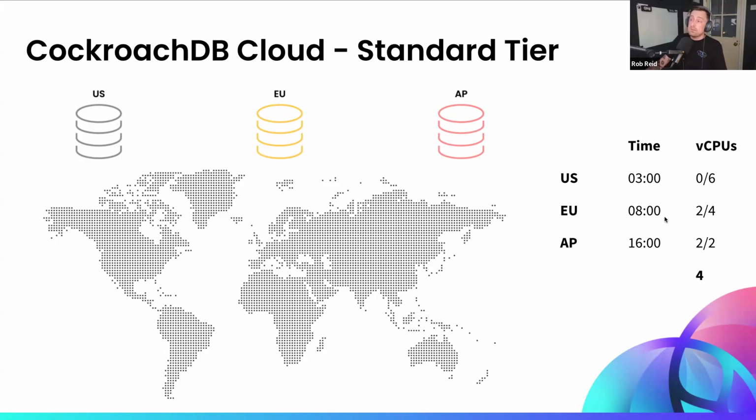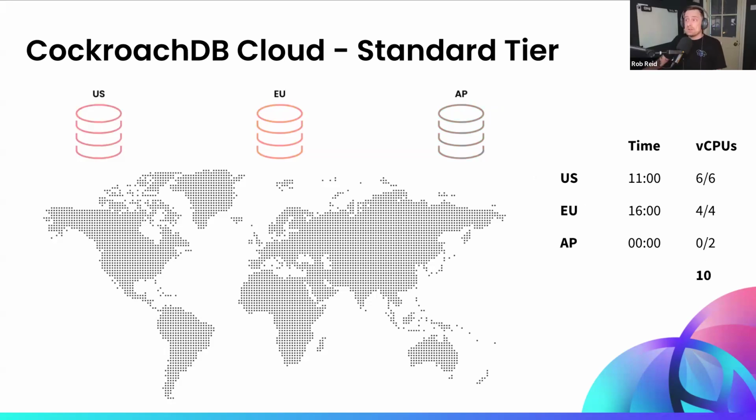While in the UK, or I always default to the UK, I'm sorry, the EU, they're just starting to come online on their business day. So they're requiring about half of the CPUs that they would require at max. And the US is currently offline at 3 a.m. You'd hope they're offline at 3 a.m., requiring 0 CPUs. So a total CPU utilization of 4 vCPUs across the global cluster.